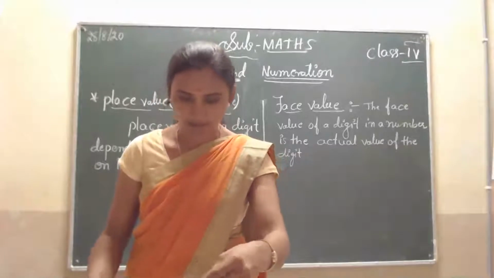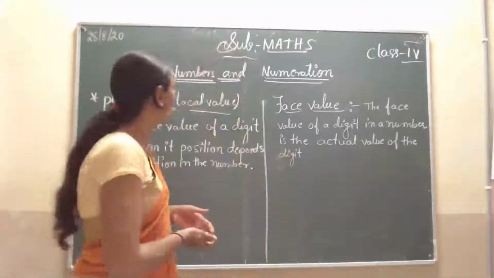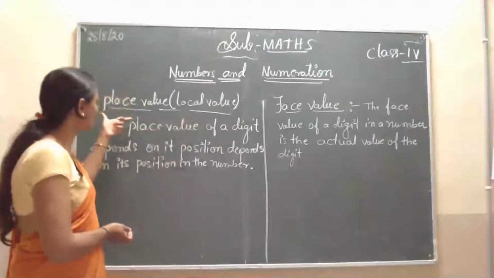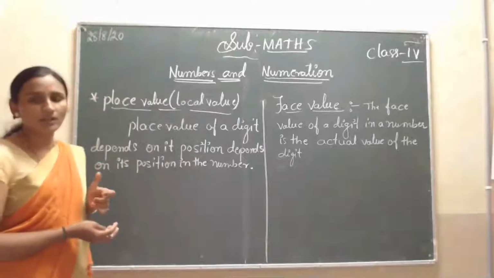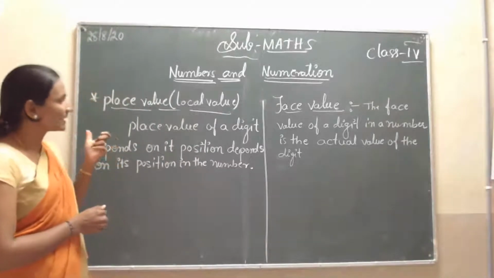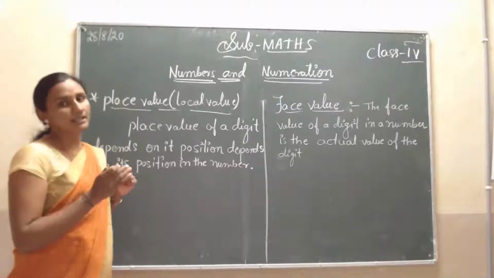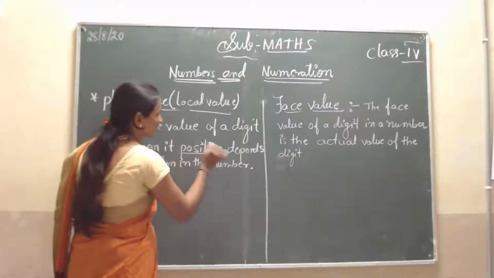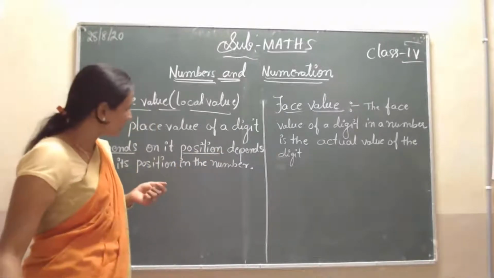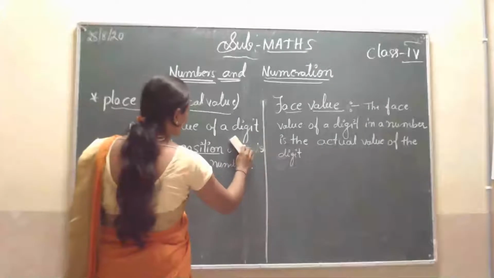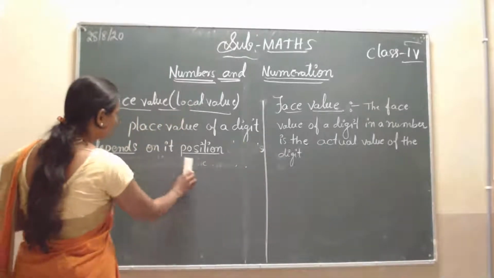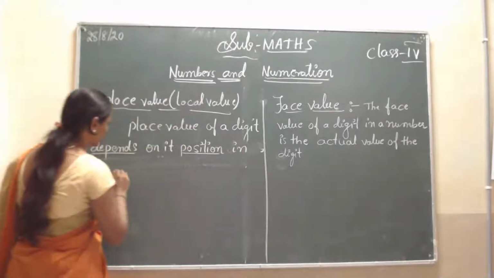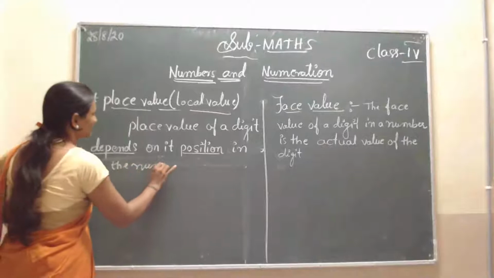First, I will explain place value. Place value is another name for local value. What is the definition of place value? The place value of a digit depends upon its position in a number.